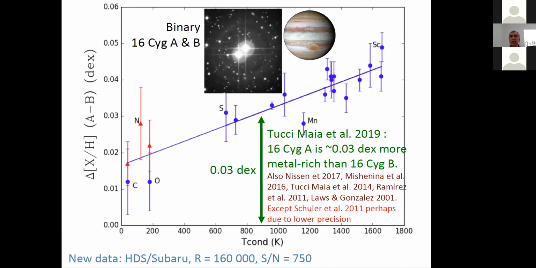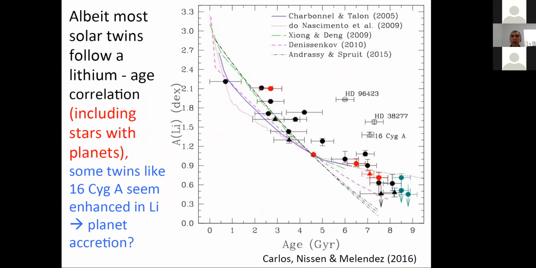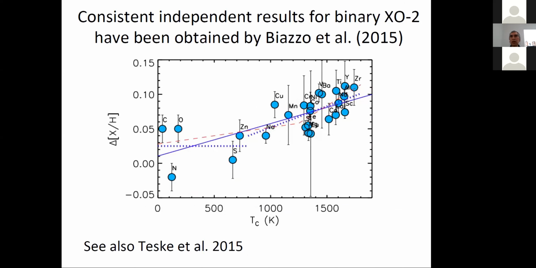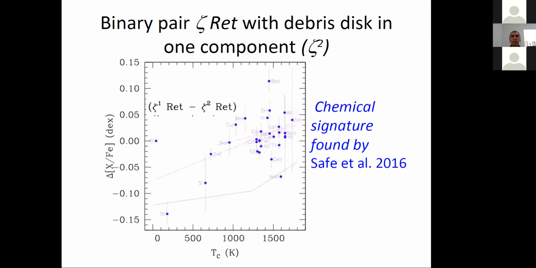A more precise abundance analysis by Tucci Maia et al. showed that actually there is some trend with condensation temperature. 16 Cygni A has more refractory elements, with a trend with condensation temperature, relative to 16 Cygni B. And also lithium in 16 Cygni A seems to be more enhanced relative to the B component. And this has been detected in several binaries with planets like HD 80606 in this work by Ramirez, and also confirmed by Katia Biazzo and also by Johanna Teske.